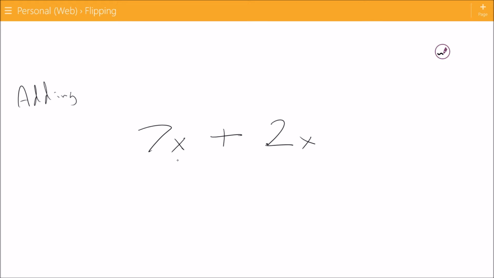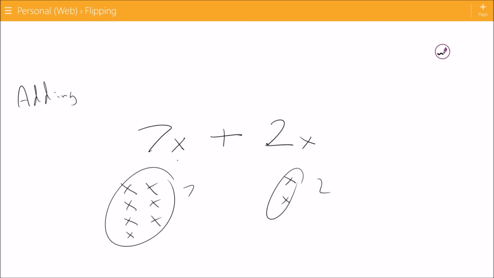You've got 7x, and then you're combining 2x. What does this equal? Well, really what you've got here, if you think of it in terms of this hand, you've got 7 x's over on the left side of this expression, on the right, you've got 2 x's. You're adding them together, so you're putting them together. You've got 7 over here, another 2 over here. 7 plus 2 would give you 9.